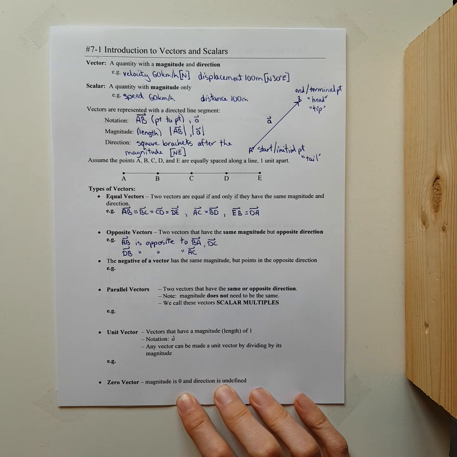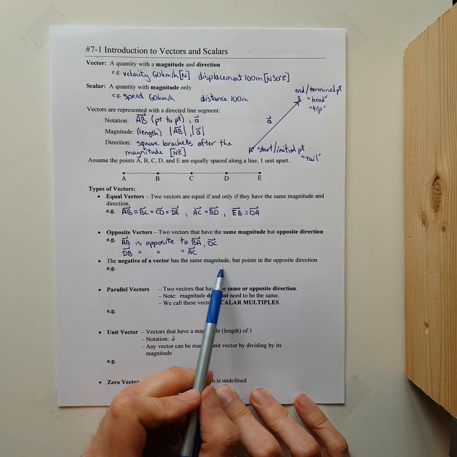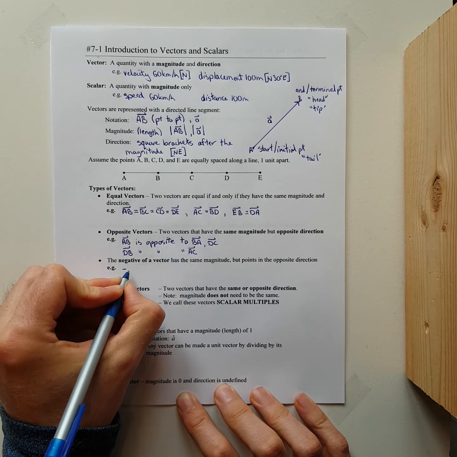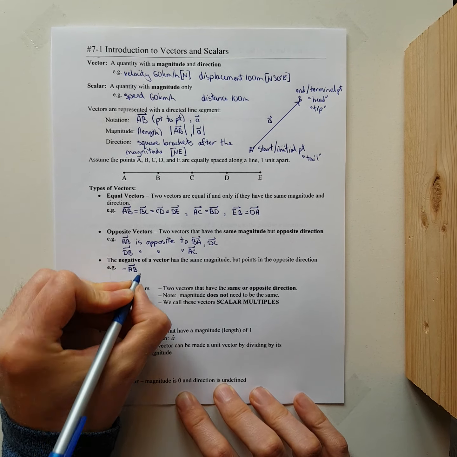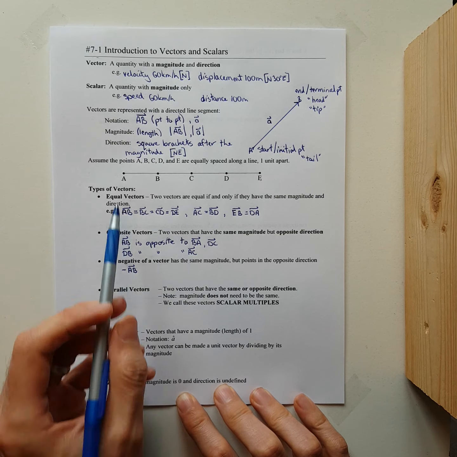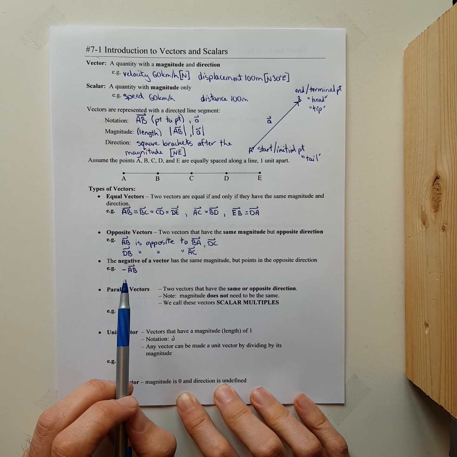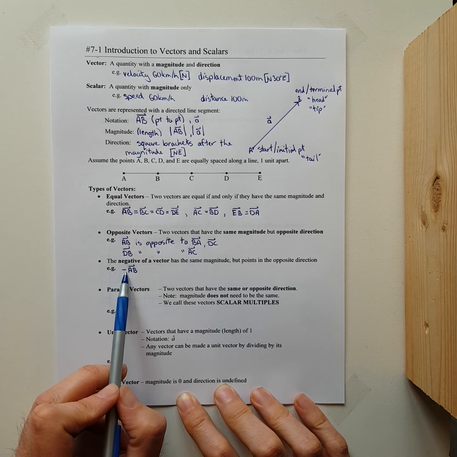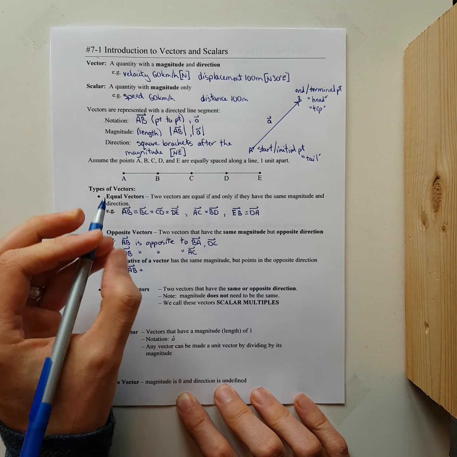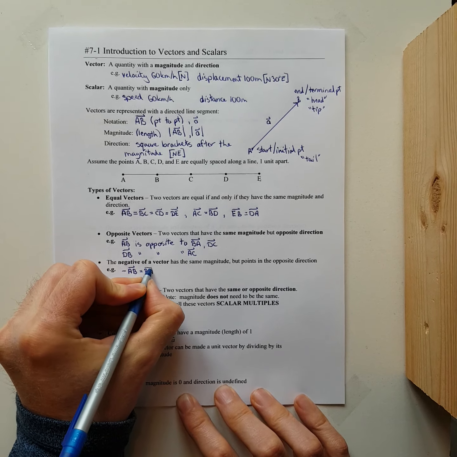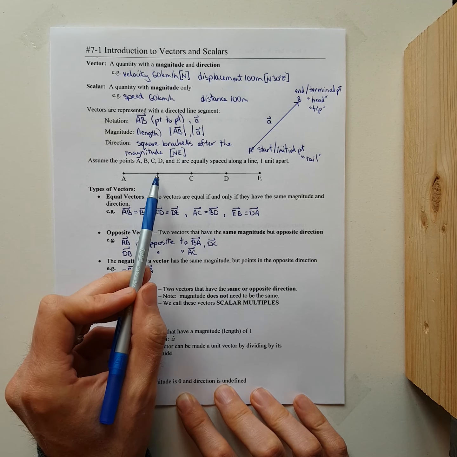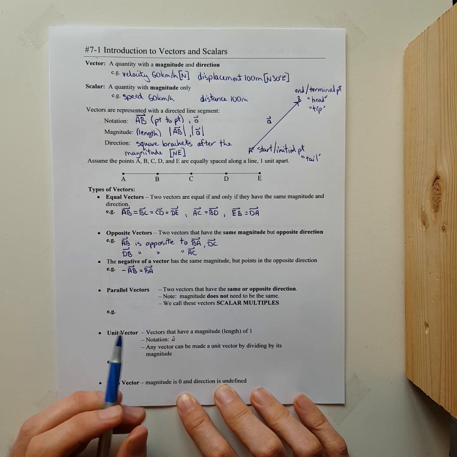When we see that we have the negative of a vector, it means that it must have the same magnitude but pointing in the opposite direction. For instance, if I look at negative AB, it means that this vector here, the negative of AB, has to have the same magnitude as AB, which is 1 unit long, but it has to be pointing in the opposite direction. That's what this negative means. In other words, negative AB would be equivalent to BA. Since AB points to the right, the negative of AB must point to the left, and they have to have the same length.